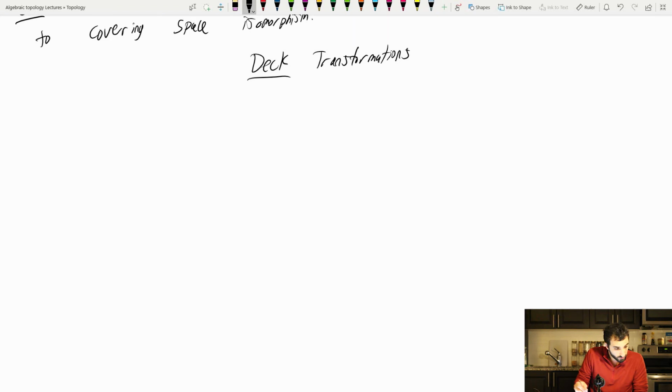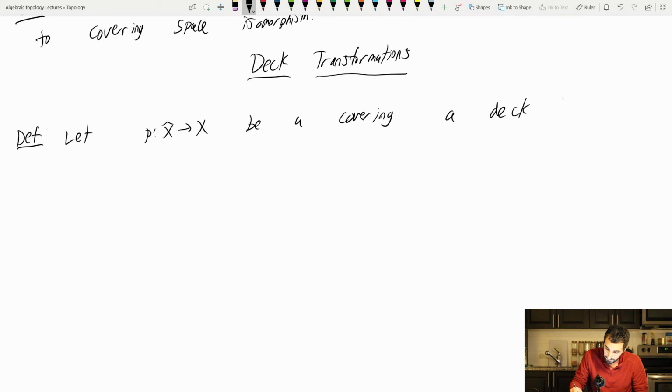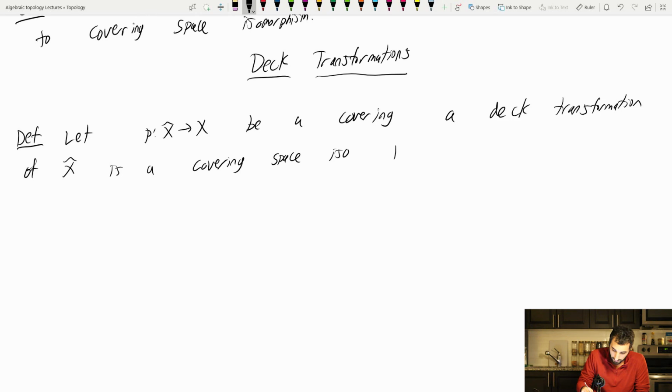So let's just set down the definition. Let P from X twiddle to X be a covering space, not necessarily with a favorite lift upstairs. Now, a deck transformation of X twiddle is a covering space isomorphism F from X twiddle, let's call it capital F, from X twiddle to X twiddle.